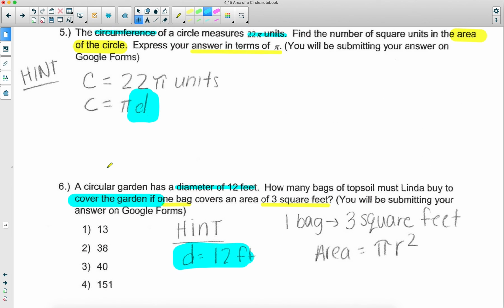So 5 and 6, you'll be submitting your answers through Google Forms. You're not being graded. We just want to see that you guys are checking things out and trying your hardest.